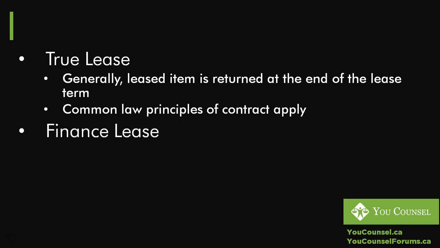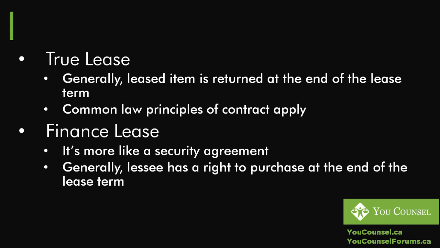The other kind of lease is called the finance lease. And a finance lease is really more like a security agreement for that item. So in other words, the leasing company, the automobile company that's leasing you that item, they really do not want that item back. And so that's the way the lease is structured. So essentially, they are financing that lease for you. So in finance leasing, the lessee has a right to purchase at the end of the lease term, right? That's sort of a general clause in that finance lease.